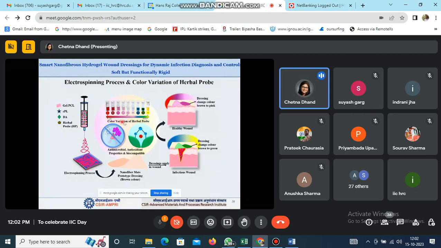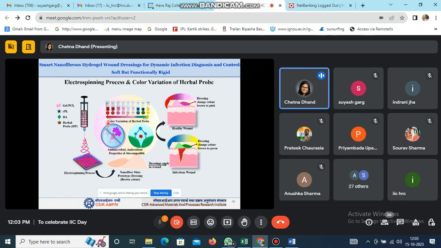You can see here, this is the herbal probe we are using, which shows color variation at different pH values. At low pH values, it has red or violet color, but at high pH values like 9 or 12, it has the color of green and yellow. Since it has different colors at different pH values, maybe it can be used to diagnose infection. When there is an infection, pH will be alkaline and the dressing will change color to green or yellow. So that is what we are thinking, and we are trying to make such kind of dressings.